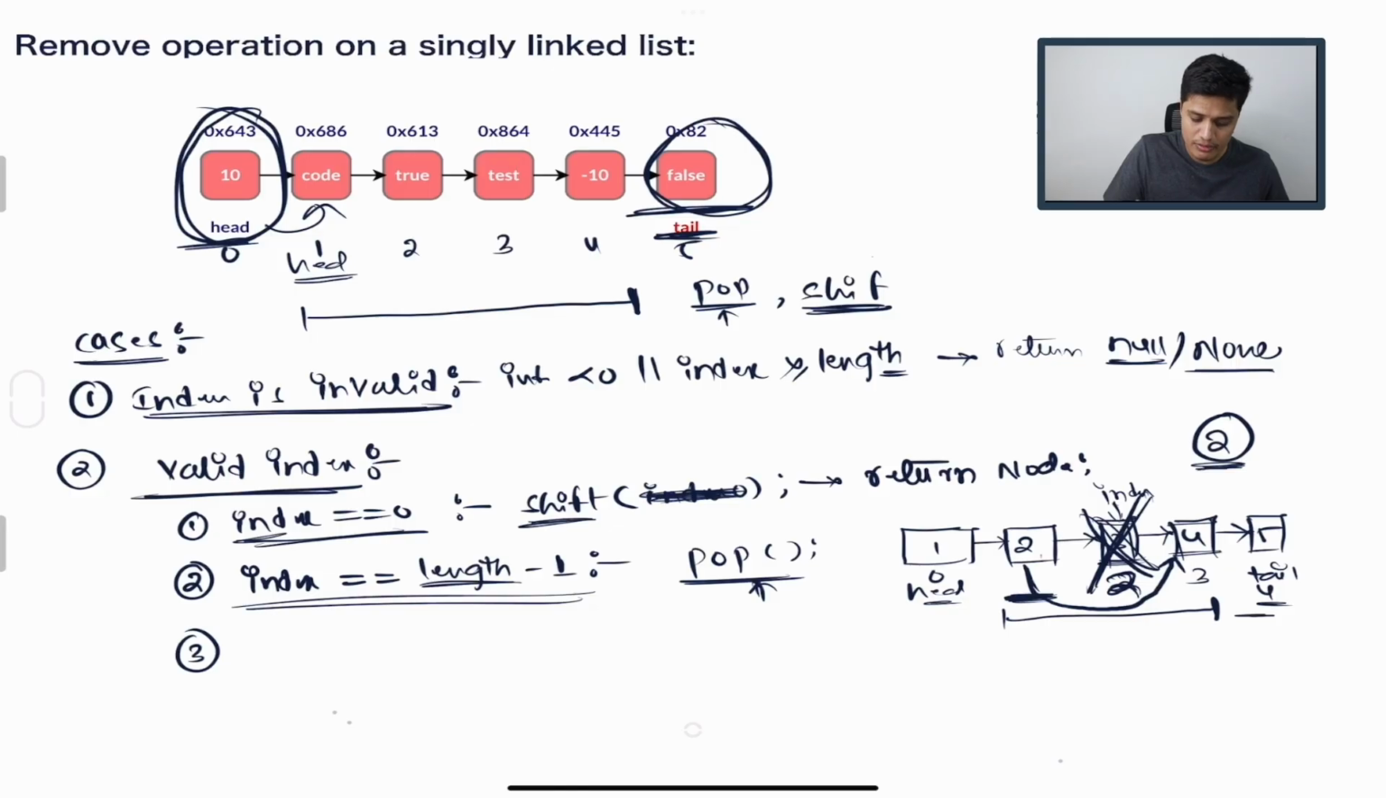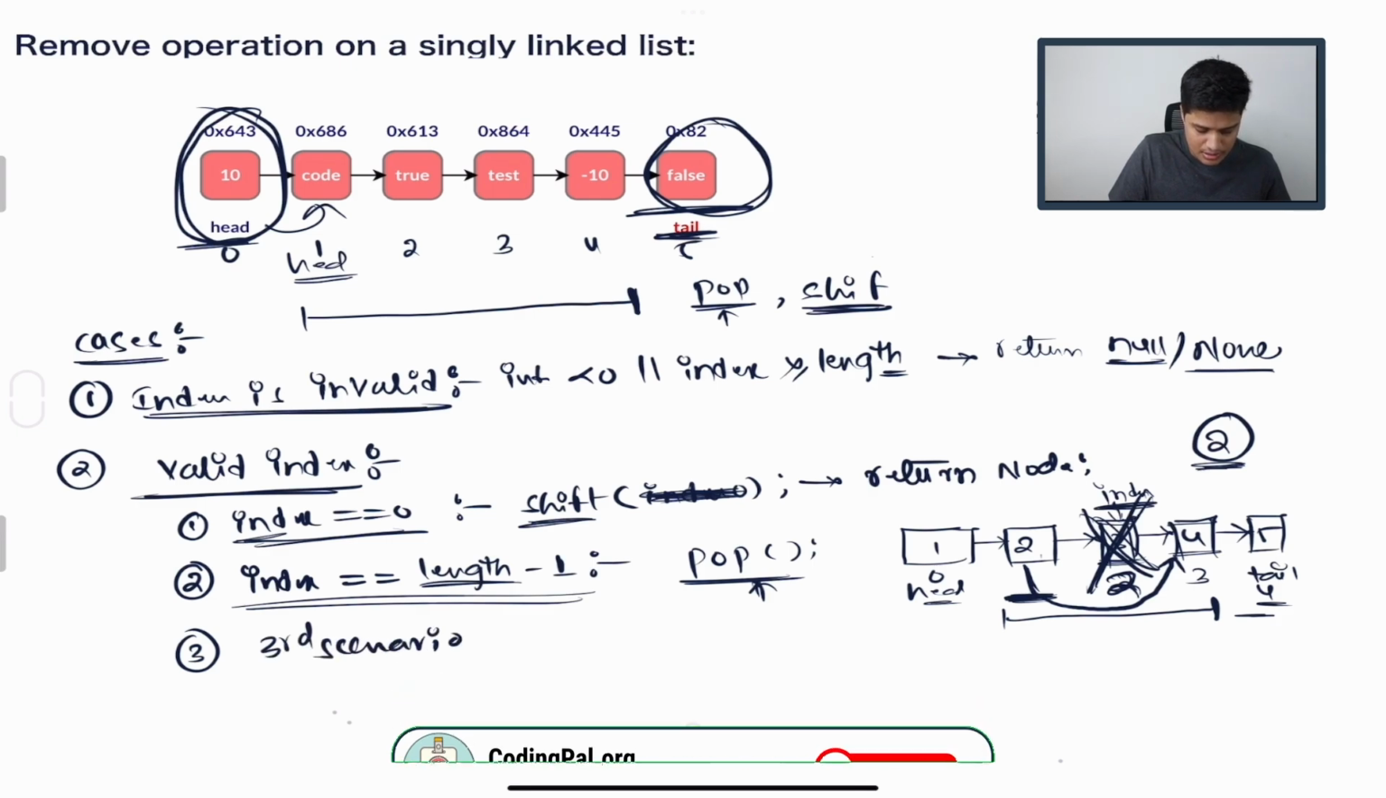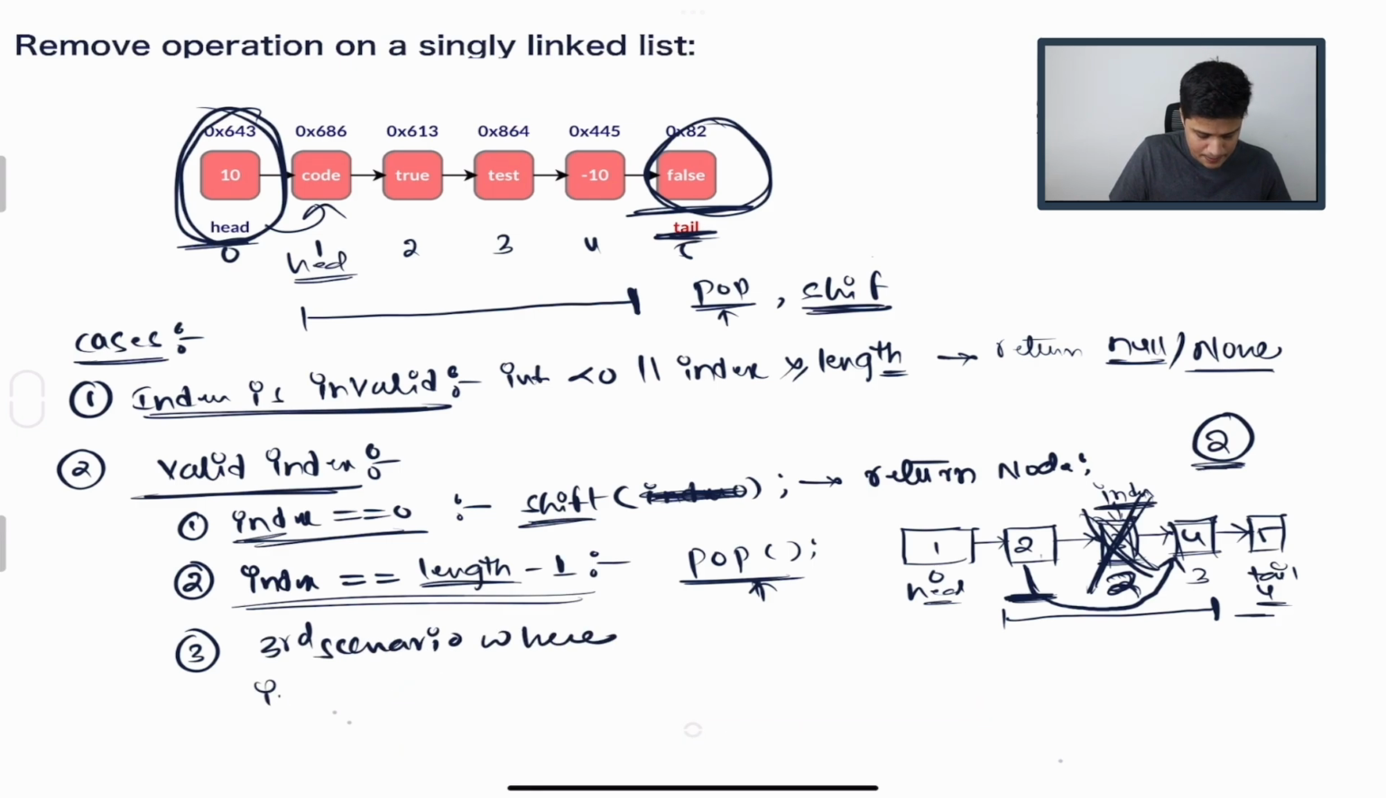So what we will do, we will simply update that next variable or that next value with the next of the node that is at indexed position. So that is the third scenario where index is greater than 0 and less than length of the singly linked list minus 1. That means the very last index that we have.